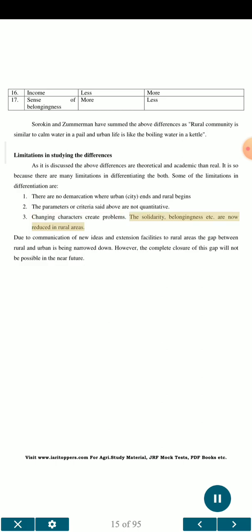The solidarity, belongingness, etc. are now reduced in rural areas. Due to communication of new ideas and extension facilities to rural areas, the gap between rural and urban is being narrowed down. However, the complete closure of this gap will not be possible in the near future.